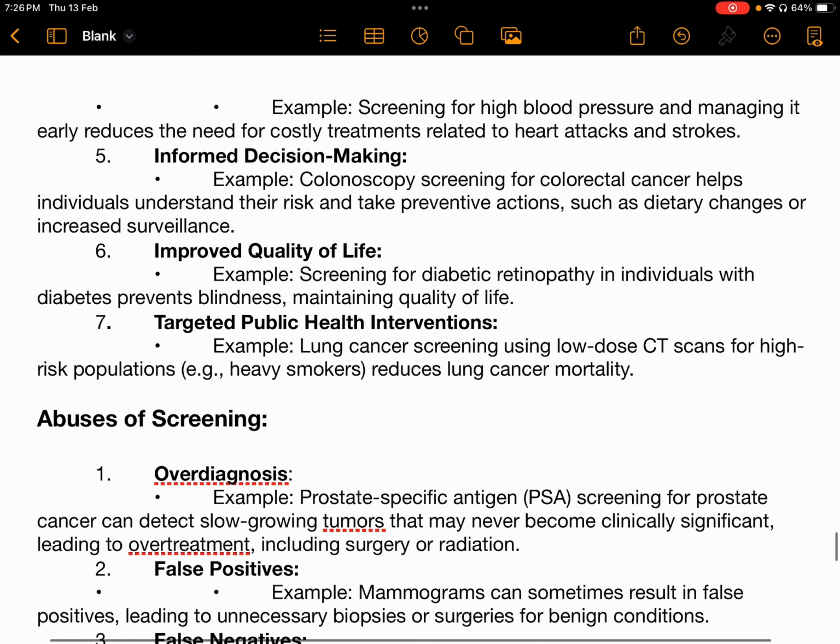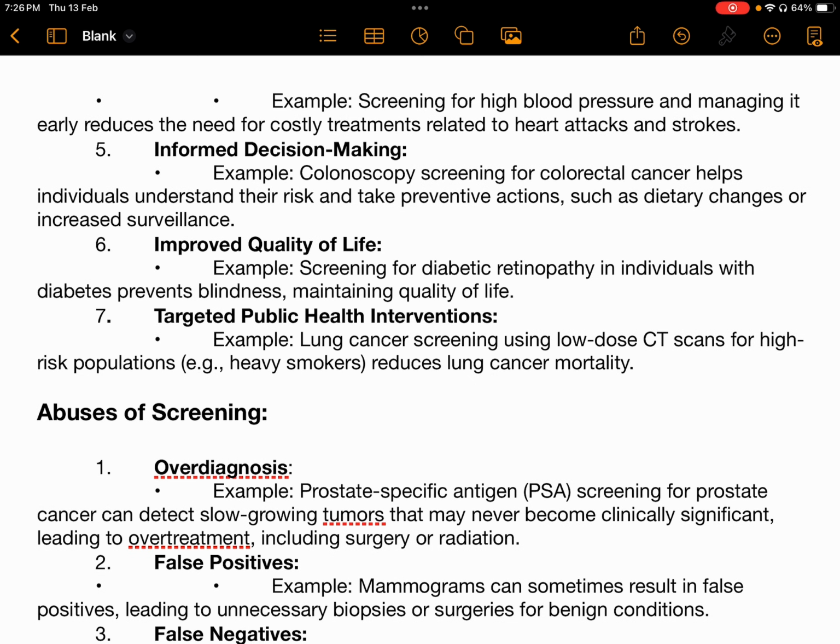Number seven is targeted public health interventions. Screening programs help identify high-risk groups within the population. Example is smokers or individuals with a family history of certain cancers, allowing for targeted interventions. Example is lung cancer screening using low-dose CT scans for high-risk populations like heavy smokers reduces lung cancer mortality.